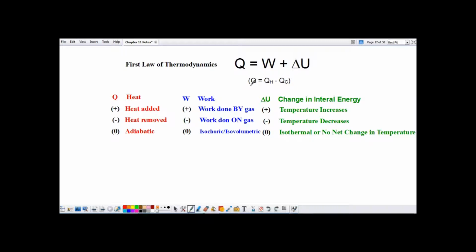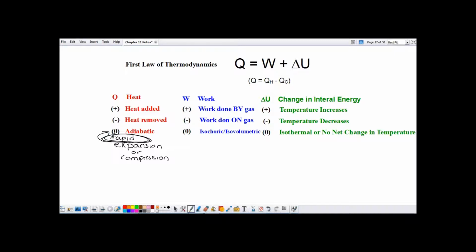That being said, some processes are adiabatic, which means no net heat is added or removed. This happens when there is a rapid expansion or compression. So a key word for when it's zero is if it says rapid.